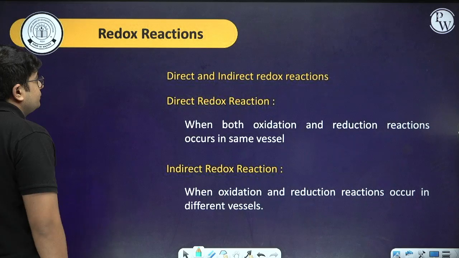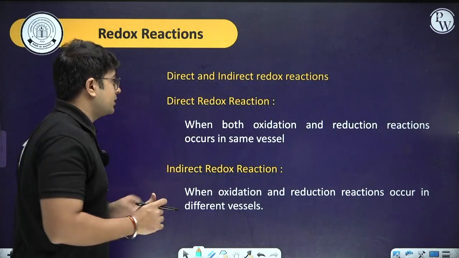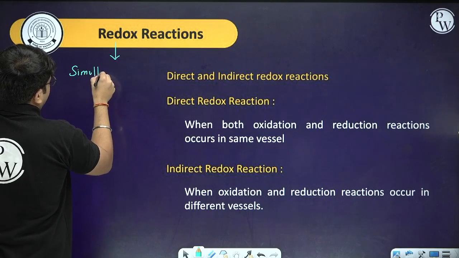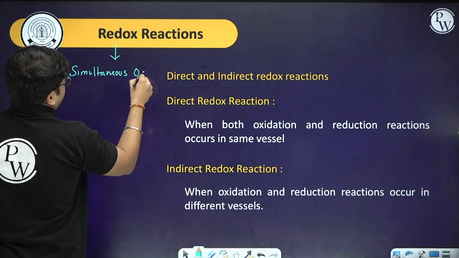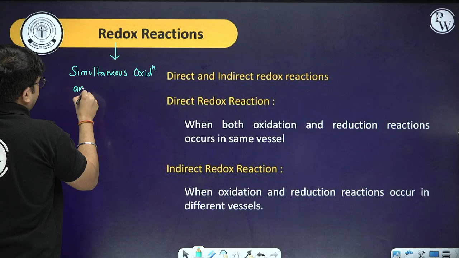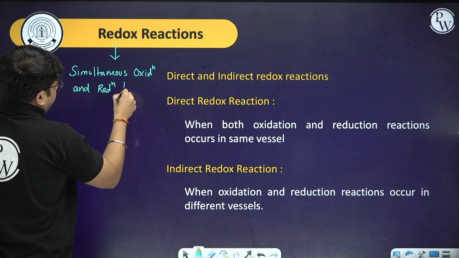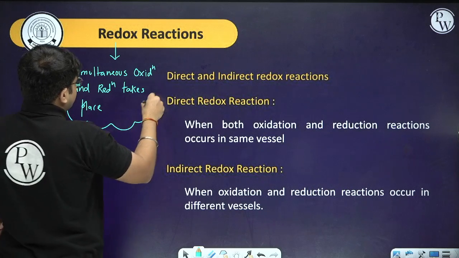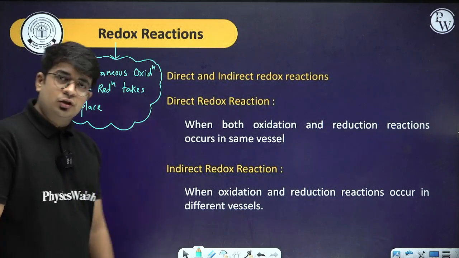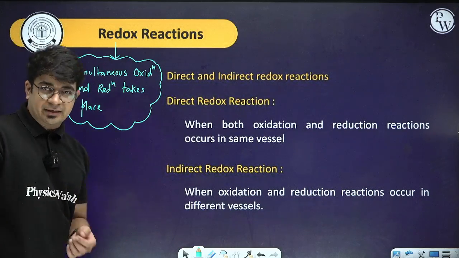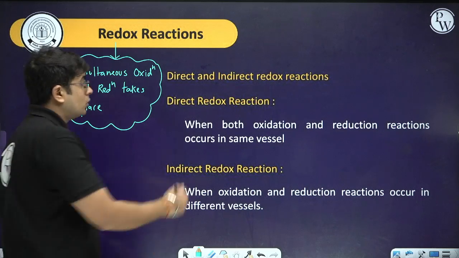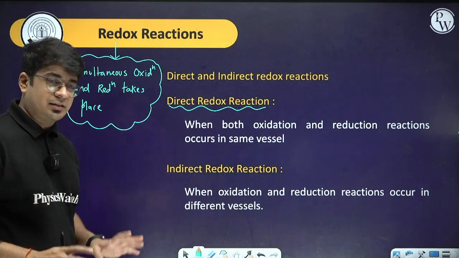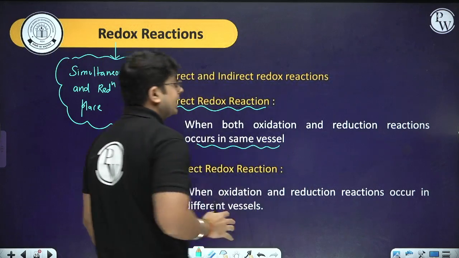Definitely. Now, let's talk about the redox reactions. So we know basically redox reactions are those reactions in which simultaneous oxidation as well as reduction takes place. So these can be direct redox reactions or they can be indirect redox reactions. If I talk about the direct redox reactions, I can say when both oxidation and reduction reactions occur in the same vessel. So these reactions are basically known as the direct redox reactions.